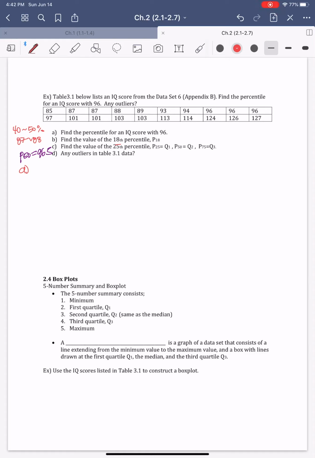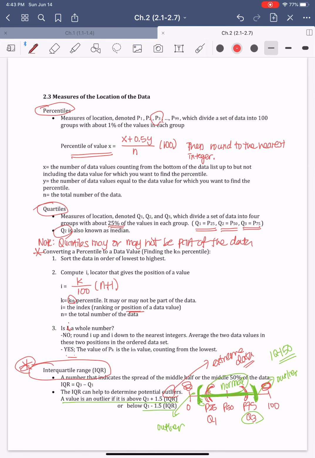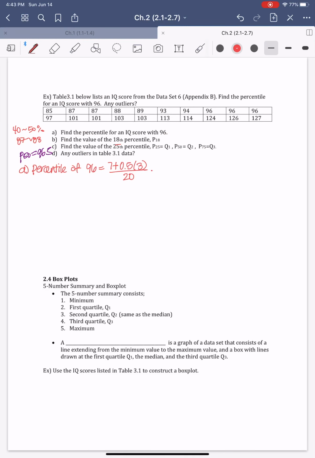So we have the percentile of 96: 7 plus 0.5 times 3 equal, all over 20. Again, I got this formula from the previous page right here. This is the formula that I'm using, times 100 because it's asking for a percentage value. So you put those numbers in the calculator. I get 42.5, which is 43% rounding to the whole number.